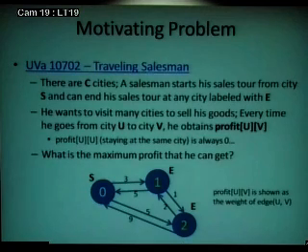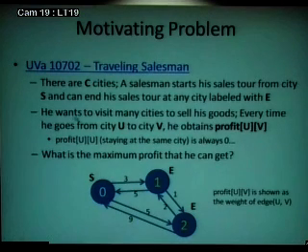Traveling salesman version 1. Okay, so look at this problem. There are C cities, and there is one salesman starting a sales tour from a certain city S, and this salesman can end his sales tour at any city labeled with E. So for example, I have this graph, 3 vertices. If the salesman starts at vertex 0, he can end at vertex 1 or vertex 2. Both of them are labeled as possible ending vertices, possible ending cities.